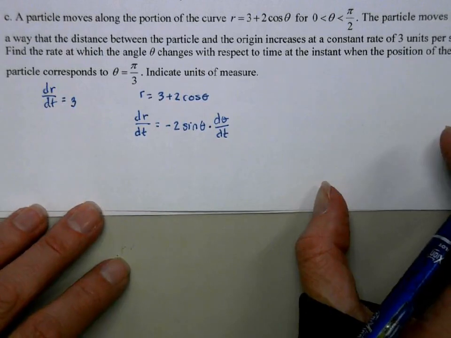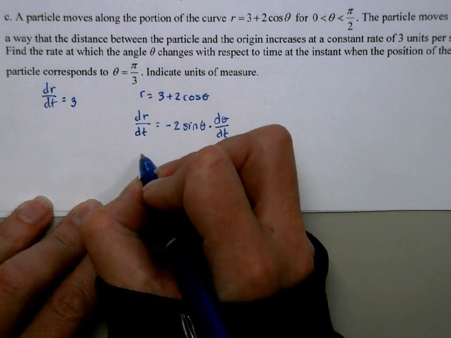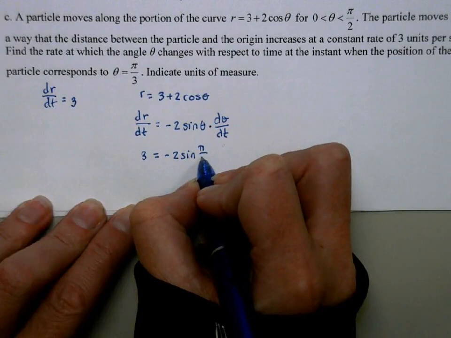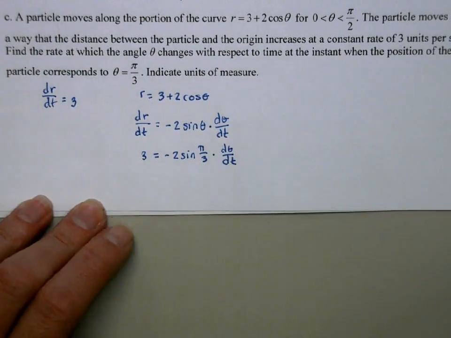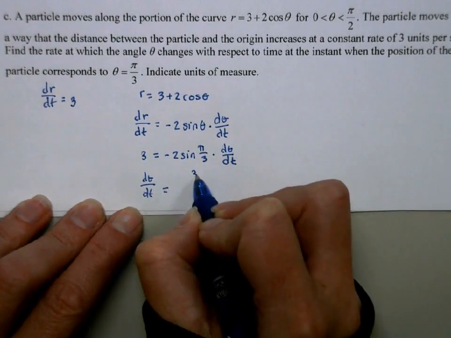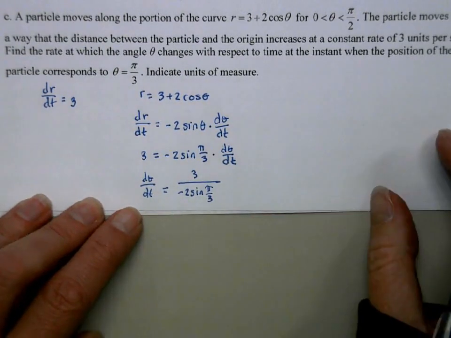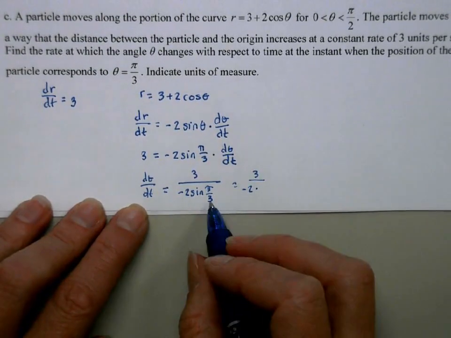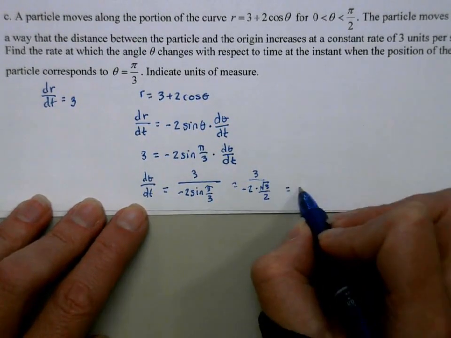So we'll replace dr dt with 3 here. We want theta to be pi over 3. And then solve. So the d theta dt would be 3 divided by negative 2 sine pi over 3. Sine of pi over 3 is root 3 over 2. So this would end up being negative 3 over root 3, which would then rationalize to just negative root 3.